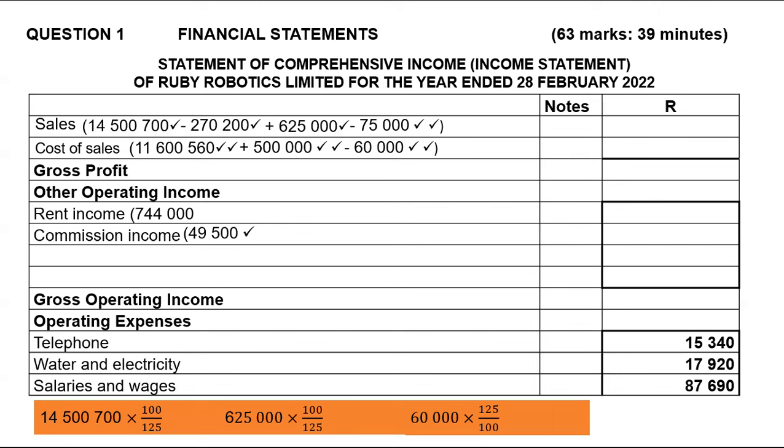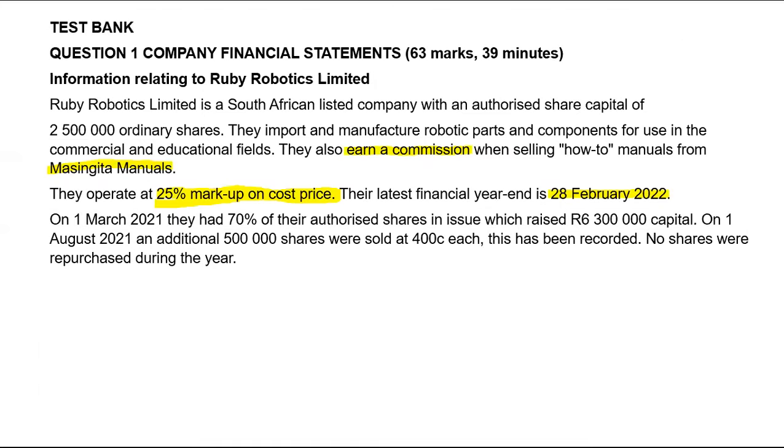80%. I've performed services. I remember we are selling how-to manuals for Masingita. Remember that? Masingita did not pay us the full commission. They only paid us 80%. But we can't say our income is only what we have received. Income that we record is the one that we have earned. We performed 100% of the service, but we only got paid 80%. So we are going to recognize what we performed, which is 100%.